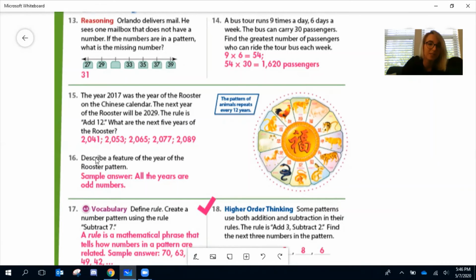Number 16 says describe a feature of the year of the rooster pattern. And when we look at these numbers, they end in a 1, a 3, a 5, a 7, and a 9. So they are all odd numbers.